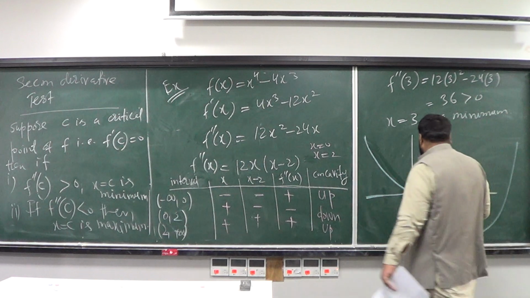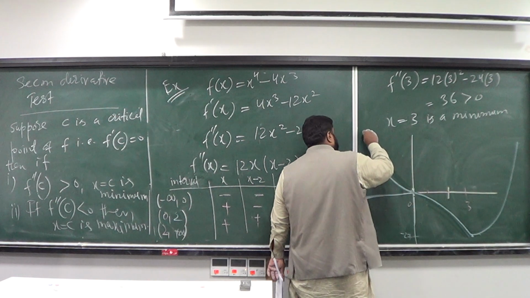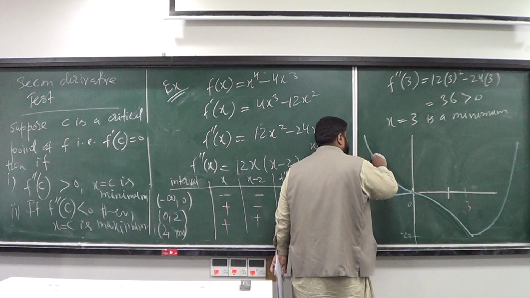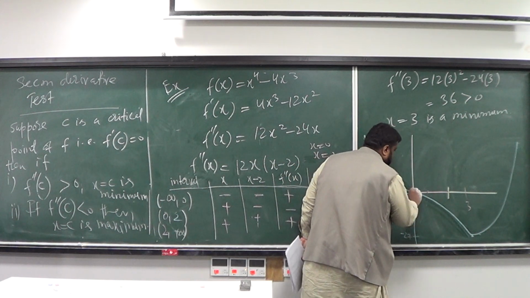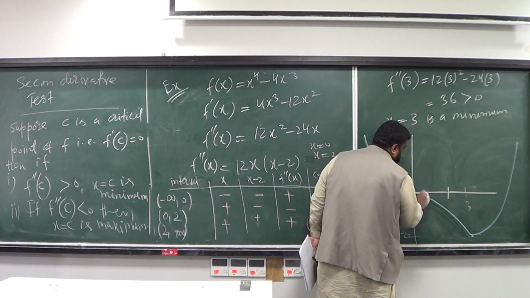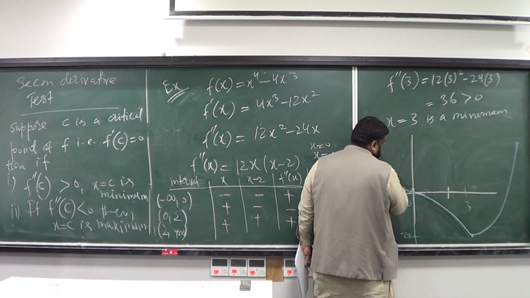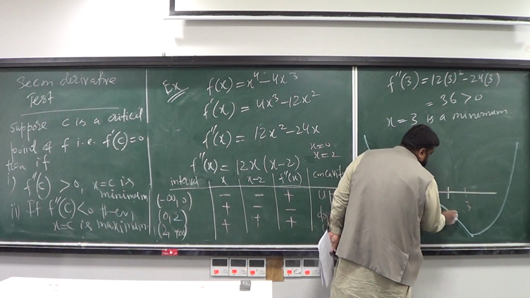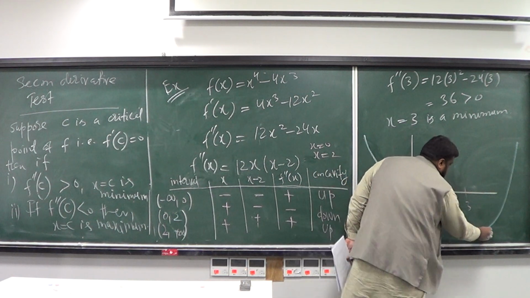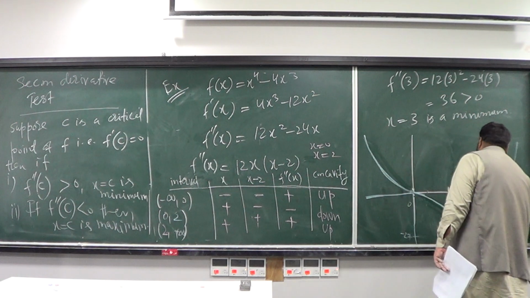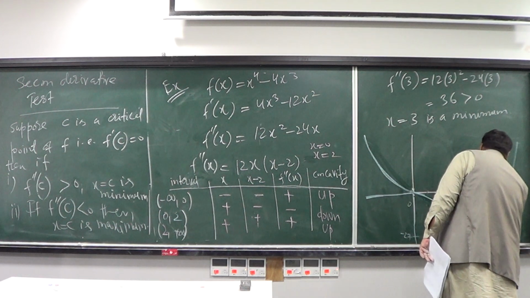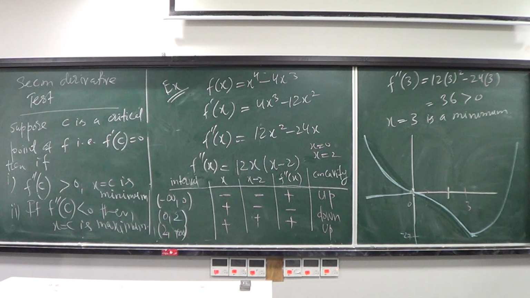Okay, concave up. So if I make this curve smooth, the curve is really this: concave up, concave down, and then concave up again. So this is really the sketch of the curve. That's how the curve should look. Okay, I hope it is making sense to you.